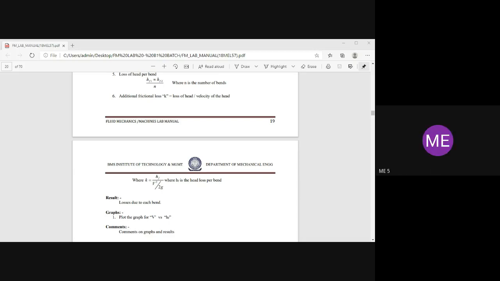That conversion of units is most important. In H1 and H2, you have to convert centimeter into meter. Understood? And the diameter of the pipe, you have to consider mm to meter like that. Not only in this experiment, we are getting the same kind of readings in all the experiments. H1 and H2 we are taking readings in centimeter, and diameter is in mm.